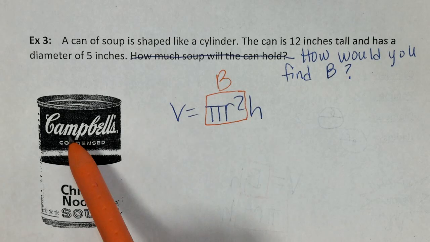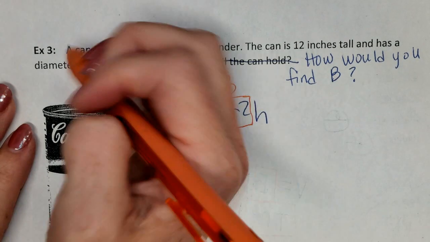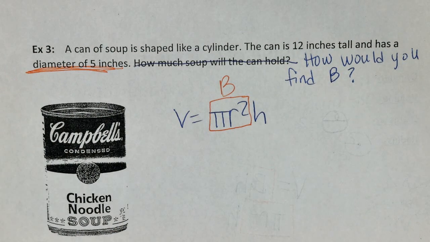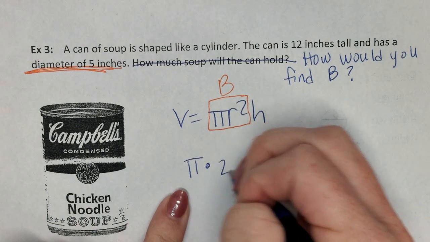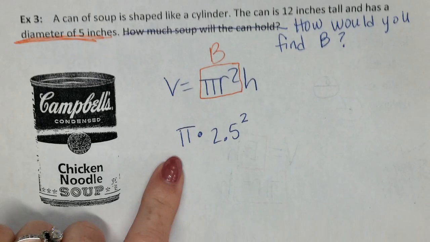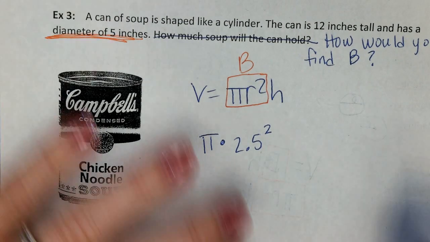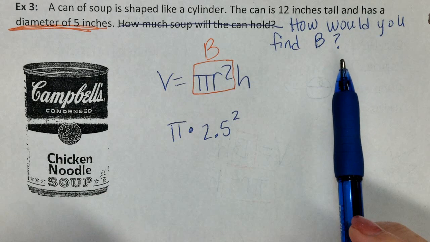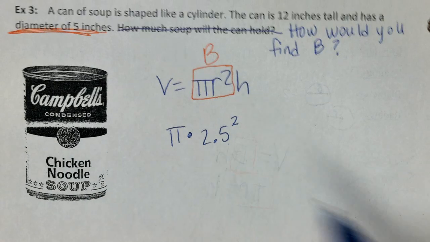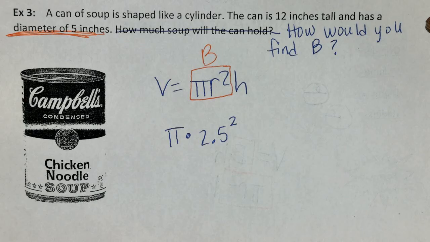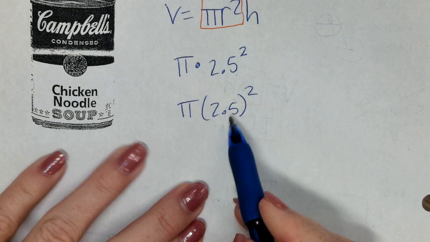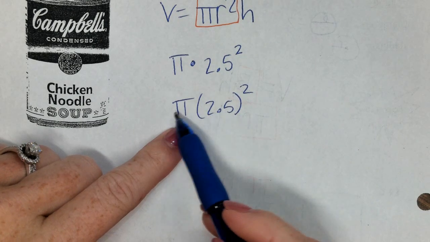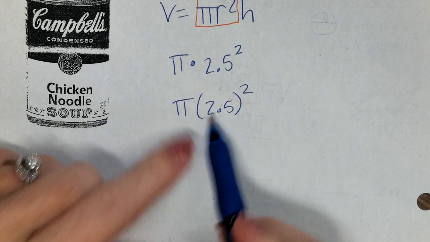So what's the radius of this shape? They gave us what? So you have to divide by 2. 5 divided by 2 is? All right, so I would have pi times 2.5 squared. And that's it. That's the answer. It says, how would you find big B? Did it say find big B? It said how. This is how. Do y'all know you could write multiplication with parentheses? Do y'all know that means multiply? Yes or no? Are y'all good?